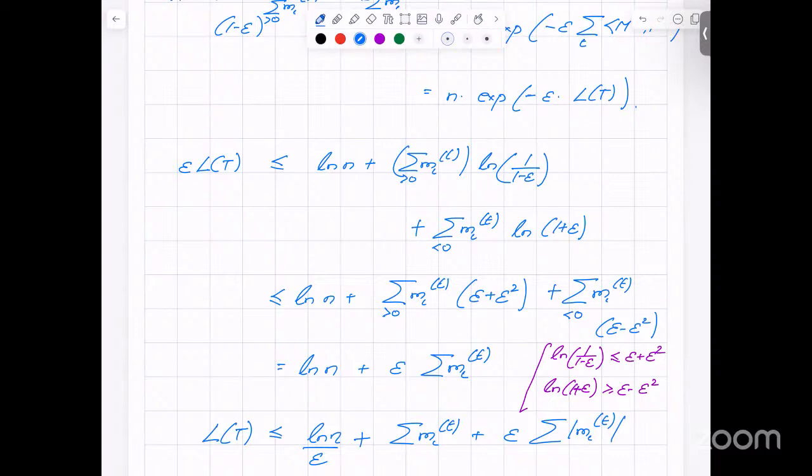No, it's minus epsilon plus epsilon square plus minus epsilon minus epsilon square, because I need a lower bound for this because the MITs are all negative. So that's why I have this quantity. And now I'm fine.